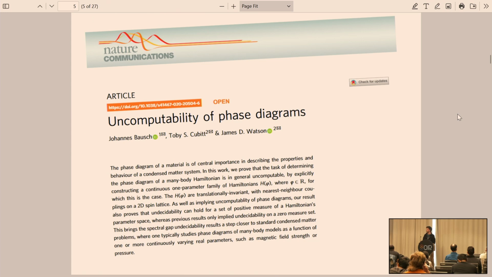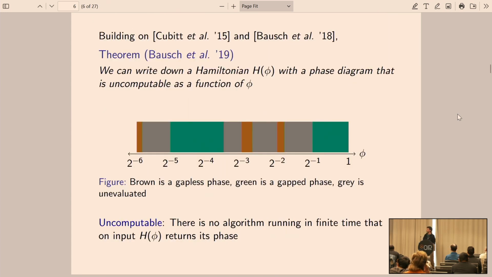And this very nice paper from 2019 says no. Building on undecidability of the spectral gap results, they write down a one-parameter Hamiltonian with a phase diagram that is uncomputable as a function of that parameter. And uncomputable means that there's no algorithm running in finite time that when you give it this Hamiltonian as input, it returns the phase it's in.